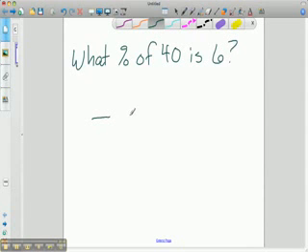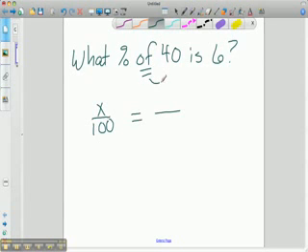Remember that you're going to use a proportion, which is two fractions that are equal to each other. The percent is what's missing, so that's going to be x over 100, because a percent is always out of 100. We just don't know what that percent is. We just know that it is out of 100.